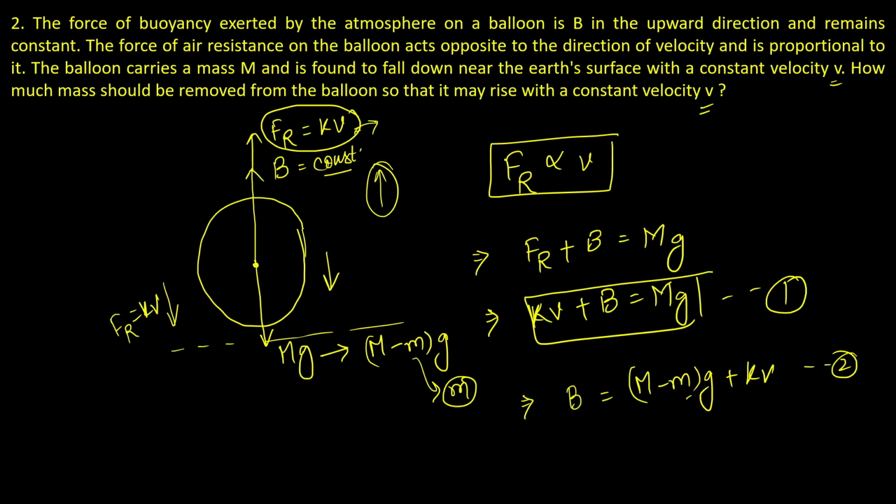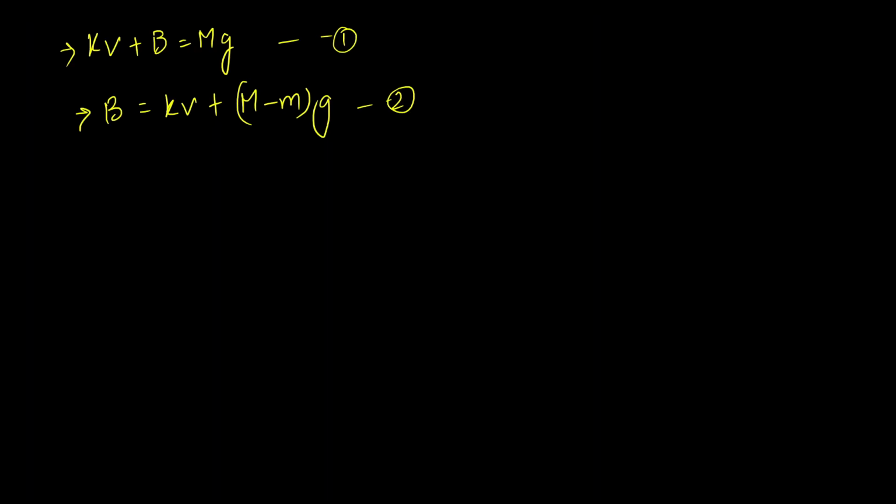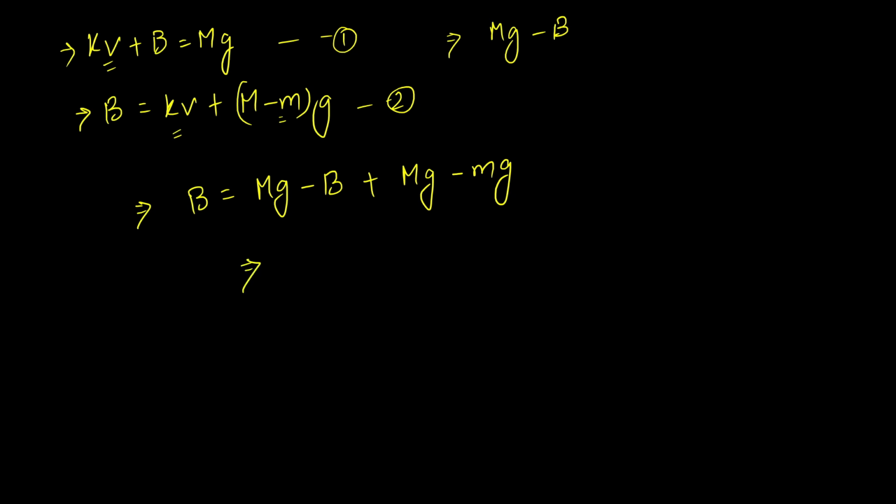Now we need to find the small m from these two equations. So these are the two equations basically. Let us write the value of this kv because we need to find the small m. From here, kv is nothing but Mg minus B. Let us put this over here. Then B is equal to Mg minus B plus Mg minus mg, like this. So this will be 2B minus 2Mg upon small g, that is equal to m.